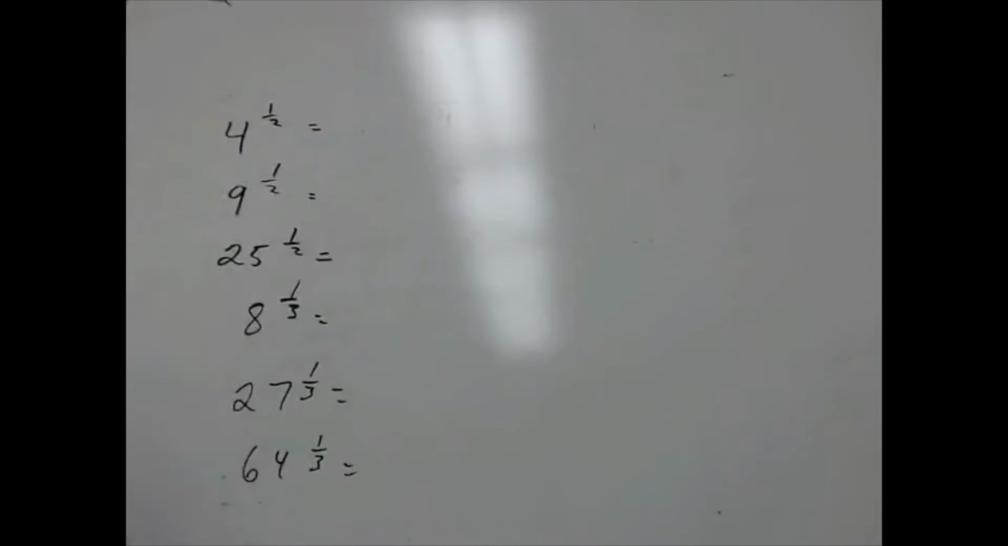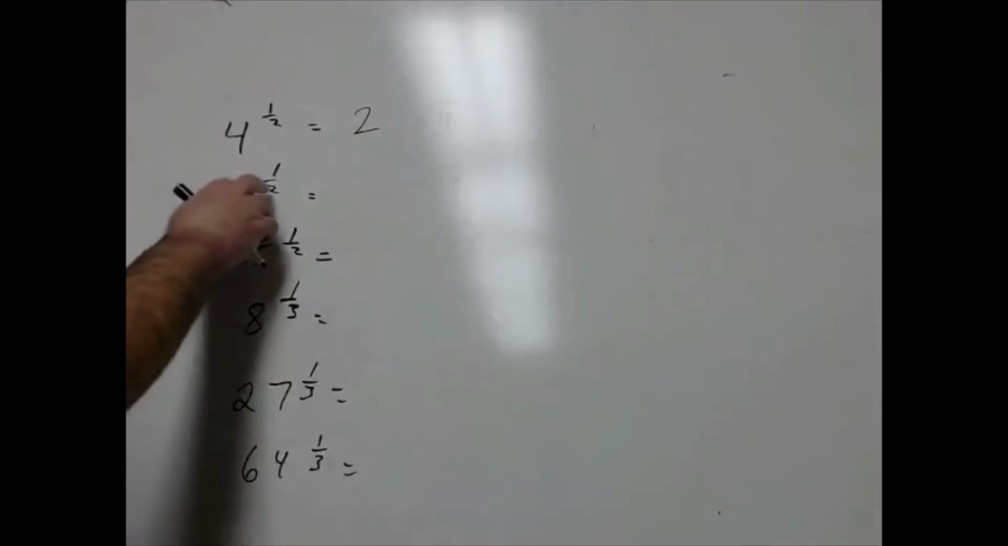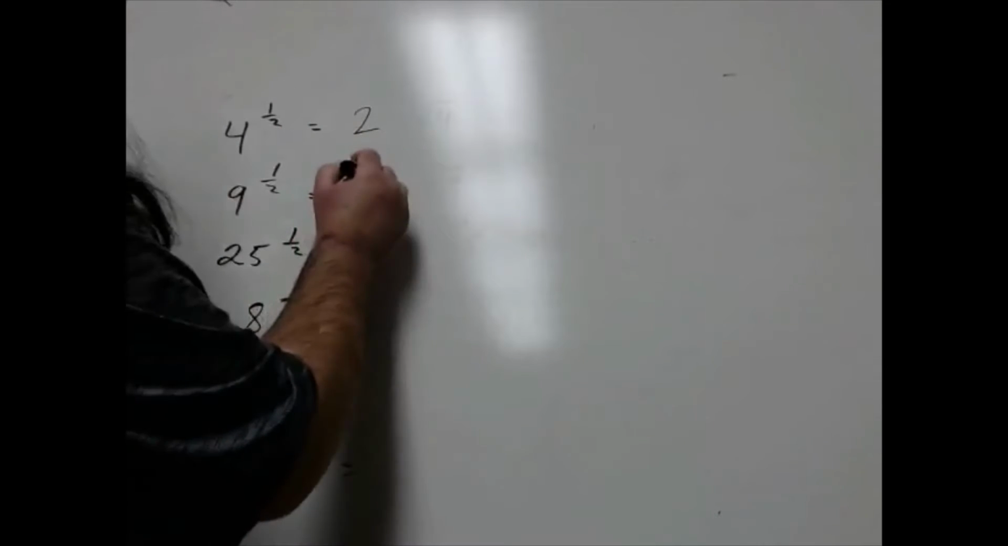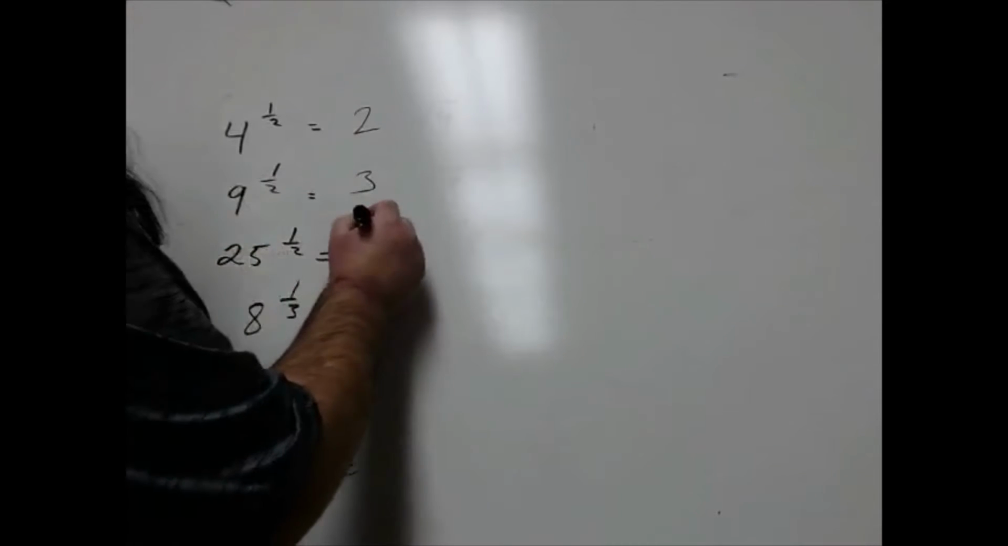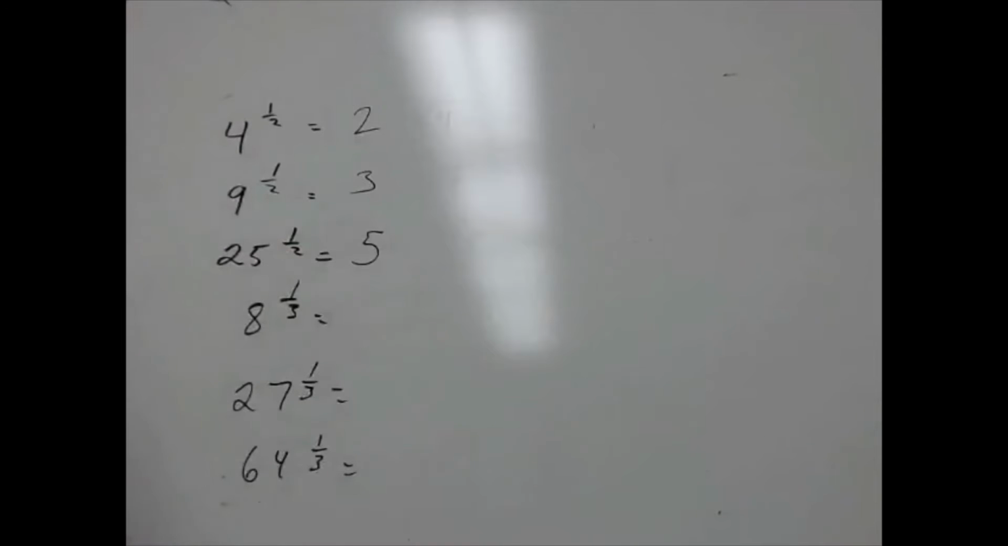Alright, so here we're going to look at fractional exponents and what they mean. First of all, let's start with just evaluating some of these. We can straight up use a calculator for now. So 4 to the 1/2, you can punch in for exponent 1 divided by 2. That will give you 2. 9 to the exponent 1/2 gives you 3. 25 exponent 1/2 gives you 5.